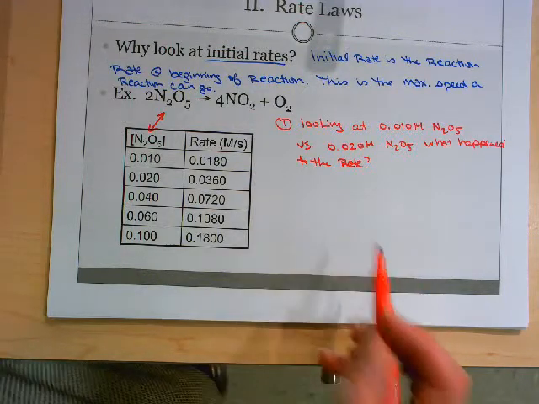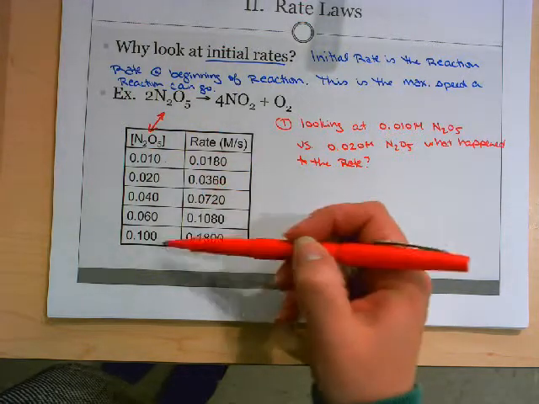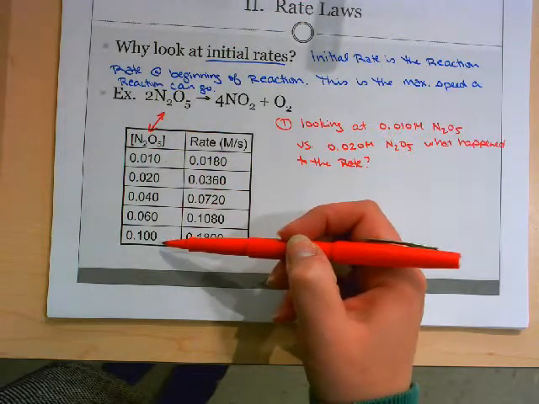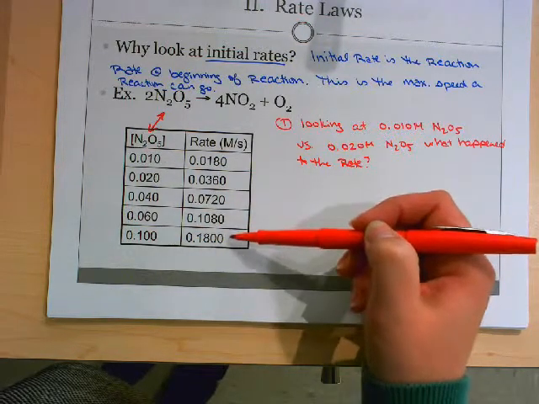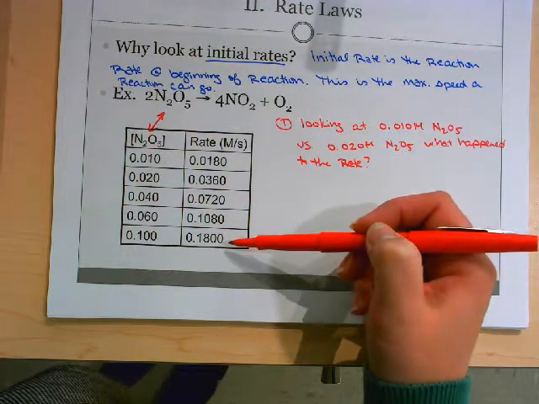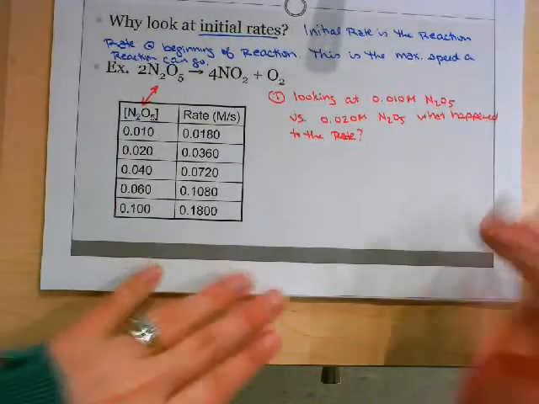What if I went from, what's the relationship between them? 0.01 and 0.1. What if I did multiply by 10? Multiply by 10, what happens to my rate? Also multiply by 10. So there seems to be a direct relationship between the two.